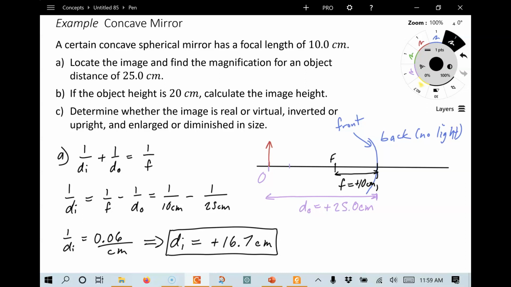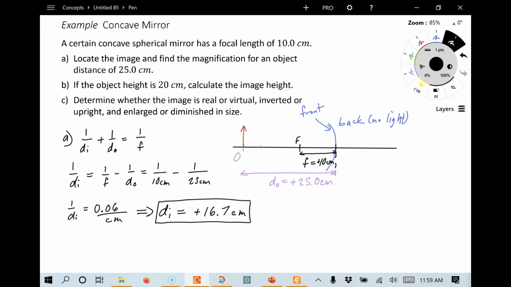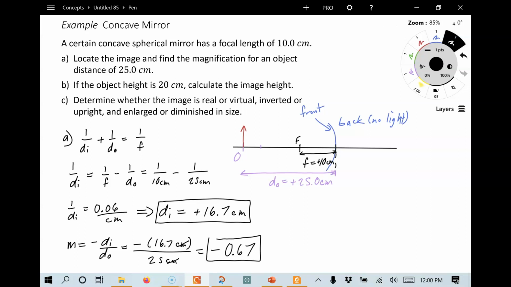Now to get the magnification here, we're going to use the magnification formula. There's two different ones, but for this one we're going to use M is equal to negative DI over DO. Since we know both of those, it's a negative 16.7 centimeters divided by 25 centimeters. Centimeters cancel and we get a negative 0.67. So there's our magnification there.